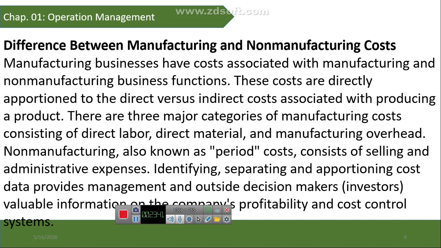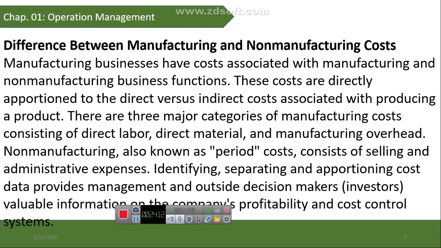Now it is time to discuss the difference between manufacturing and non-manufacturing cost. Let me explain first in a slide, then we will go to some explanation. Manufacturing businesses have costs associated with manufacturing and non-manufacturing business functions. These costs are directly or indirectly associated with producing a product.